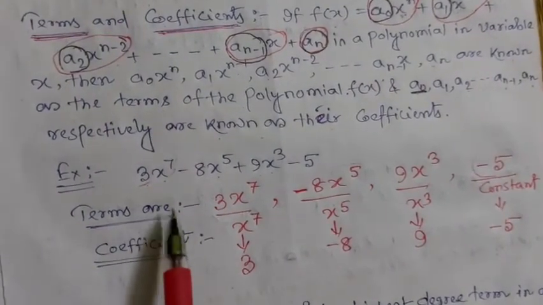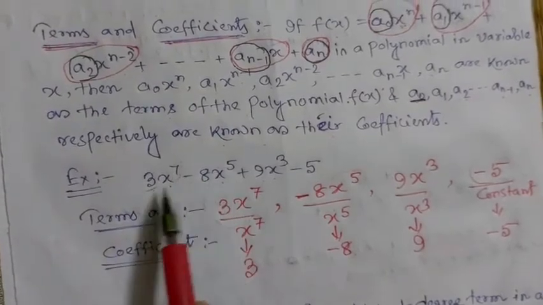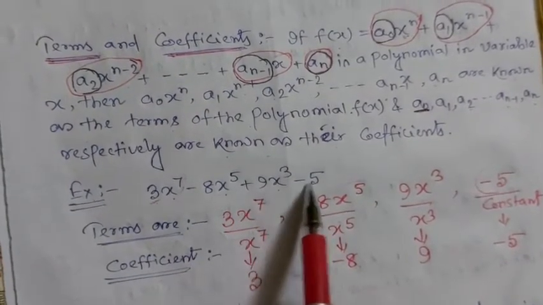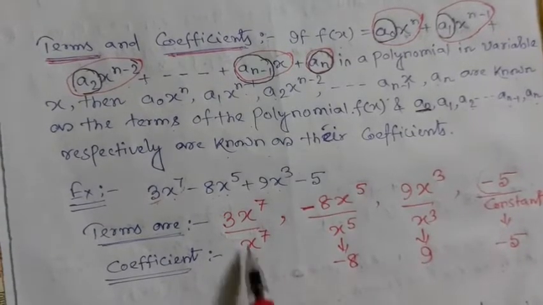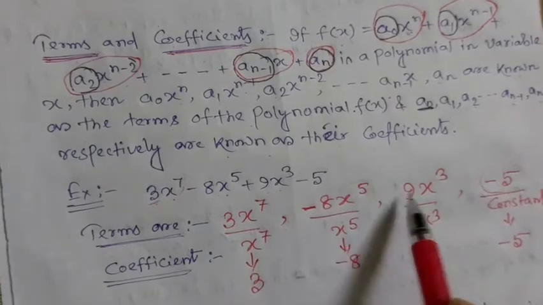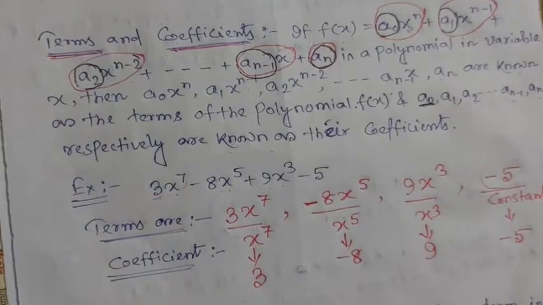So I think this is clear. The terms are this one: 3x to the power 7 minus 8x to the power 5 plus 9x cube minus 5. They are the coefficients. Coefficient means the constant number. Okay, 3, here the minus 8, 9, and here the minus 5.